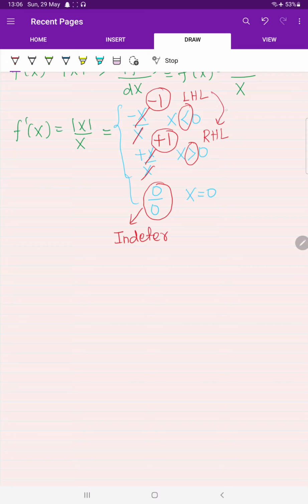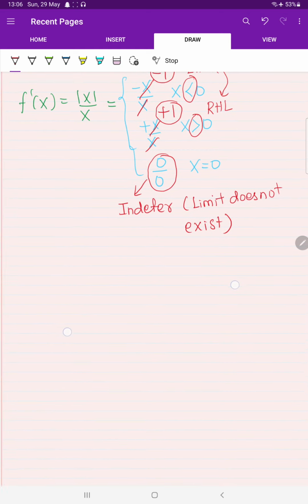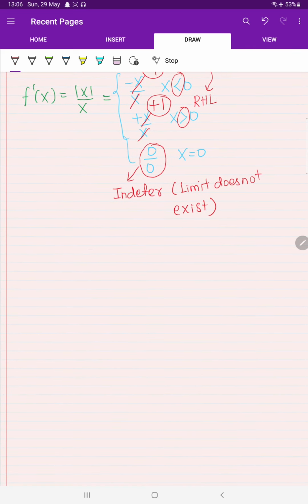Are they equal? No, you don't need to substitute any value, directly cross check, they are not equal. So what is the conclusion? For f dash of x, the limit does not exist. You can directly write that the limit does not exist. The question is whether f dash of x is continuous or not. You can write your answer: no, f dash of x is not continuous, because the limit does not exist for the given function.